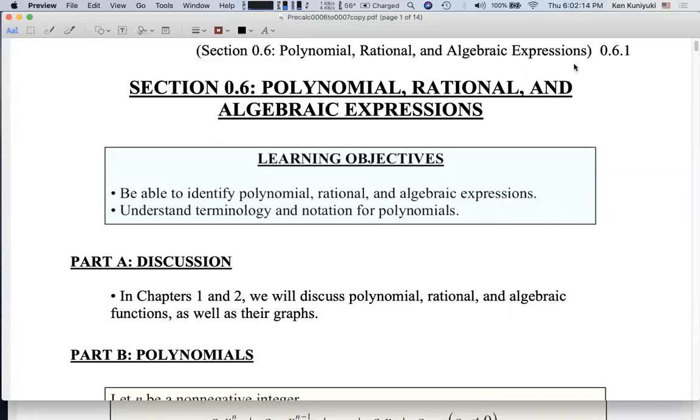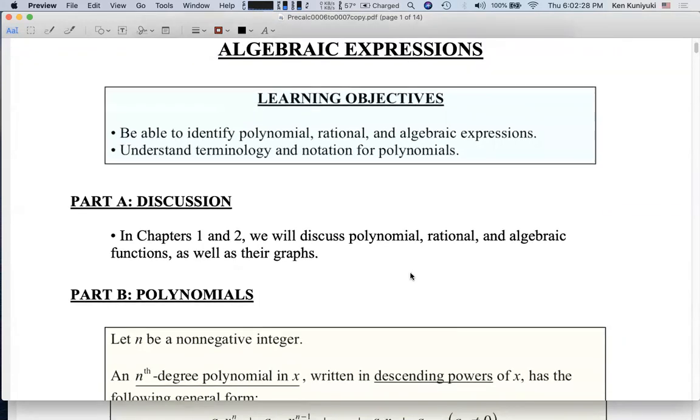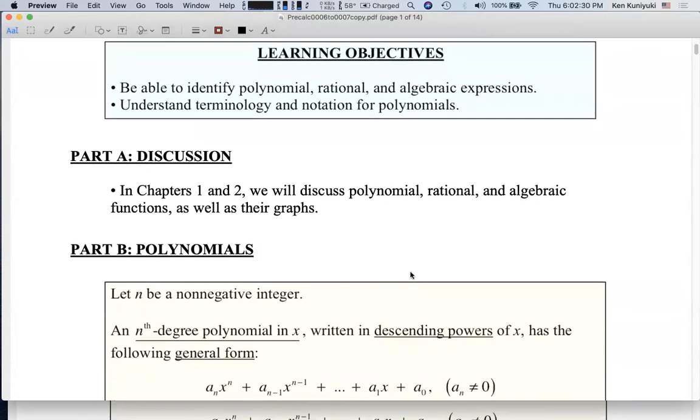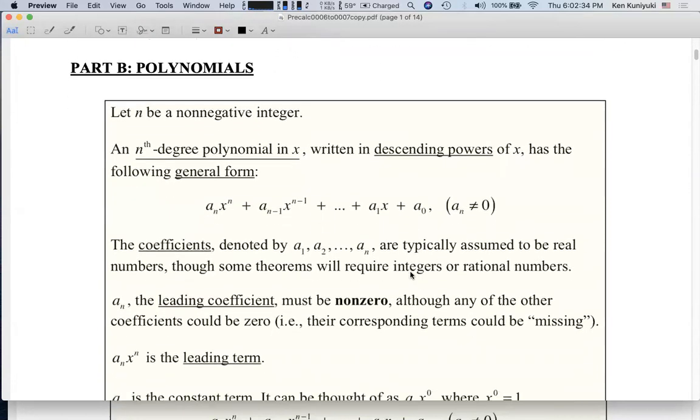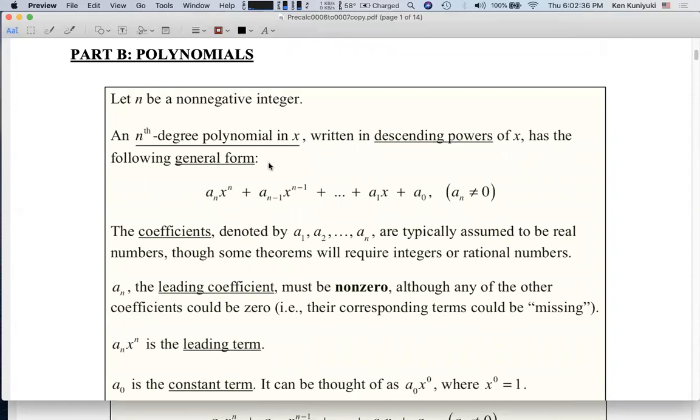Hi, everyone. Let's talk about section 0.6, various types of expressions in x. Before, we classified numbers. Now, let's classify expressions in x. First of all, what's a polynomial? These are things that you studied back in your Algebra 1 and 2 classes. Here's the bad news. The formal definition for a polynomial looks like this.